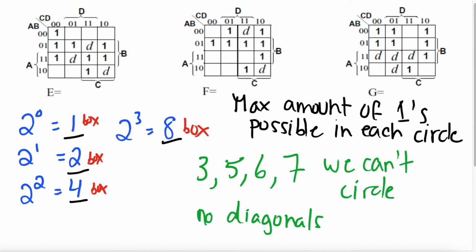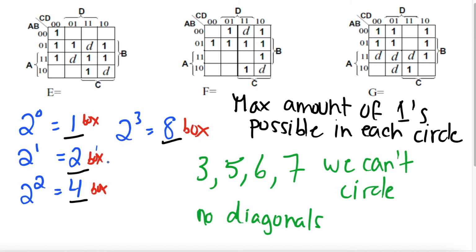So what I mean by that is that we're always aiming to circle 8 boxes. This is our first goal. We want to circle 8 boxes. Is 8 boxes possible? It's not possible? All right. Is 4 boxes possible? It's not possible? All right. Are 2 boxes possible? It's not possible? Okay. Is 1 box possible? It's not possible? Okay. So we always want to circle the max amount of boxes. We don't want to settle. We always want the max amount of boxes whenever we circle Karnaugh maps, all right?